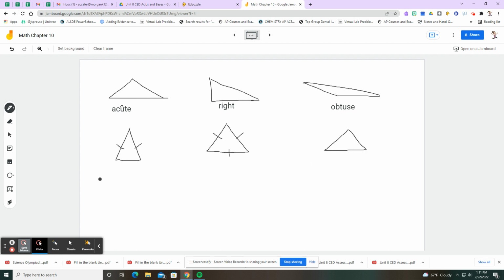Okay, so let's look at these. Isosceles means that two of the sides are the same. Equilateral means all three sides are the same. And scalene means none of the three sides are the same. Okay, so know those definitions and those terms, and that's going to help you.